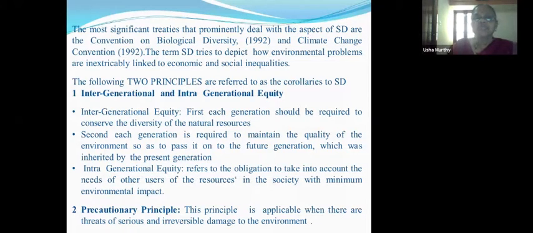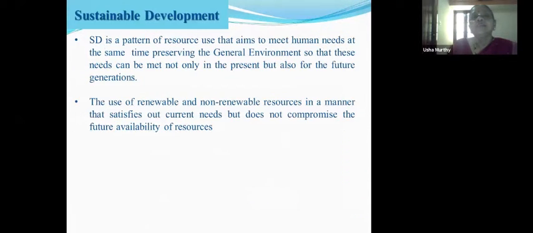The second principle is the precautionary principle. This principle is applicable when there are threats of serious irreversible damage to the environment. So sustainable development is a pattern of resource usage that aims to meet human needs while at the same time preserving the general environment, so that the needs can be met not only in the present but also for the future generations. It means the use of renewable and non-renewable resources in a manner that satisfies our current needs but does not compromise the future availability of the resources.